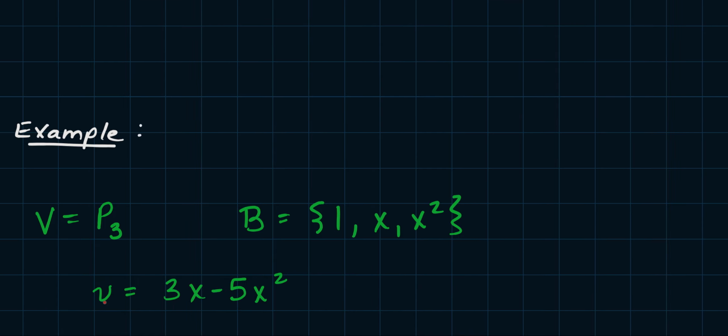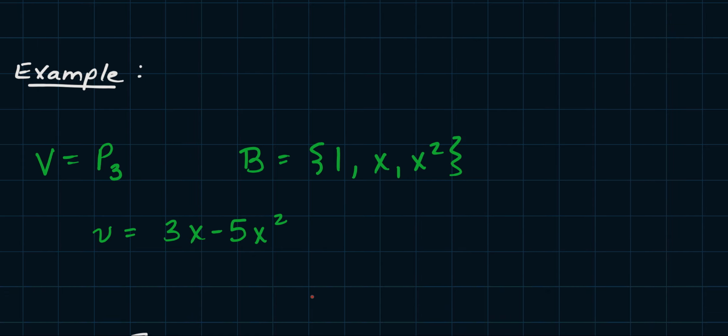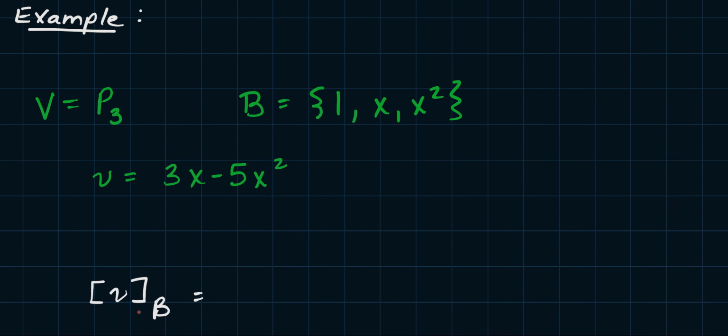Let's say I have this vector, v is equal to 3x minus 5x squared. I want to know what is the coefficient matrix of v in terms of this basis B. So the very first thing I want to do is write v as a linear combination of these basis vectors in that order. So that's what I'm going to do.